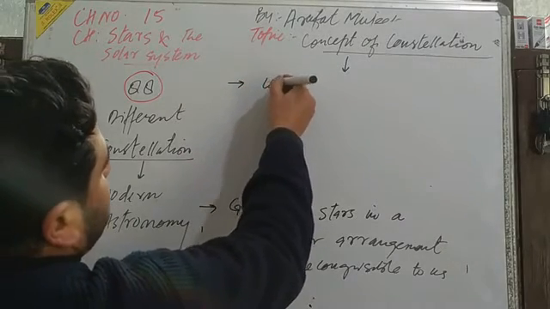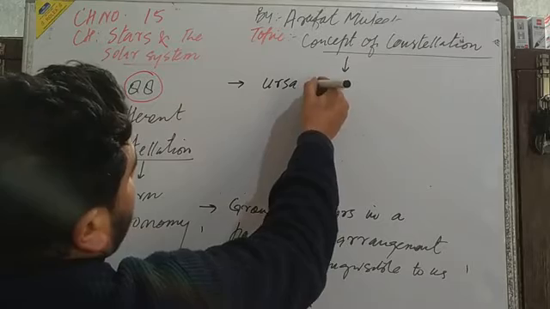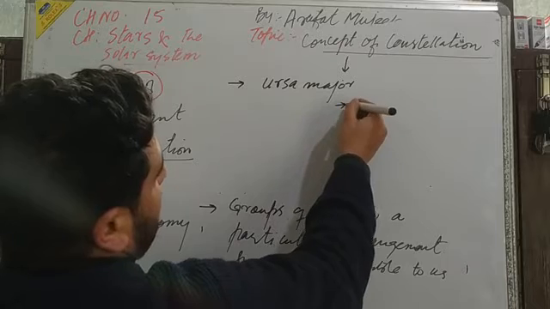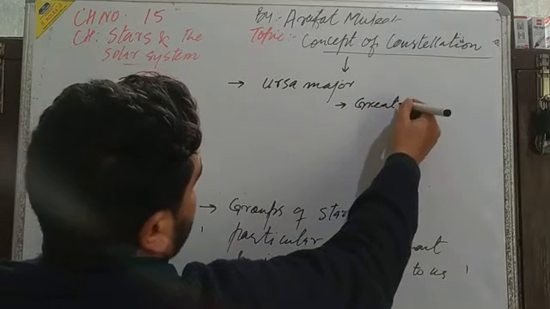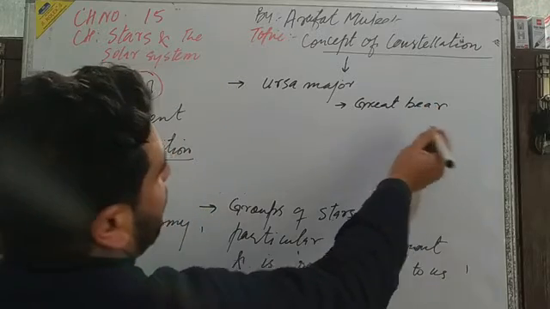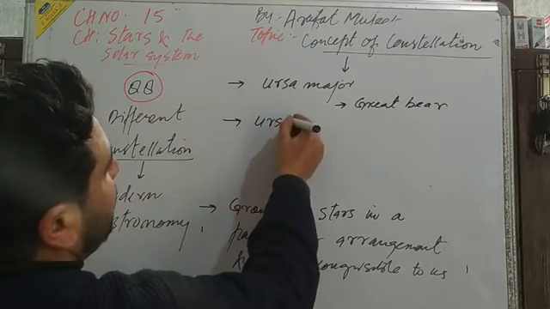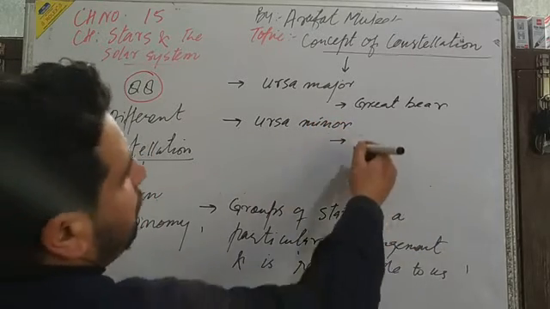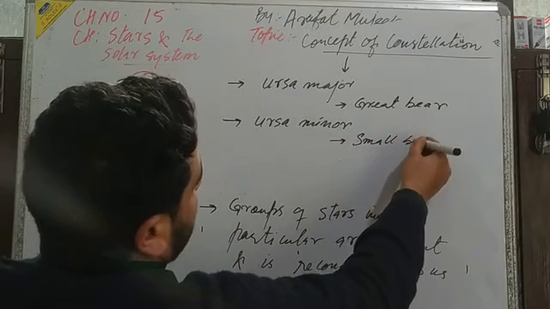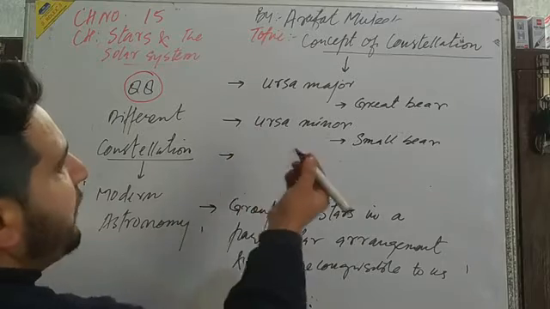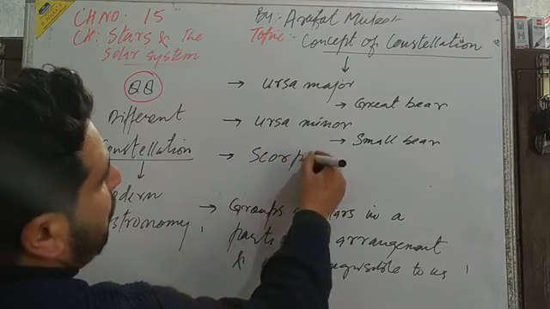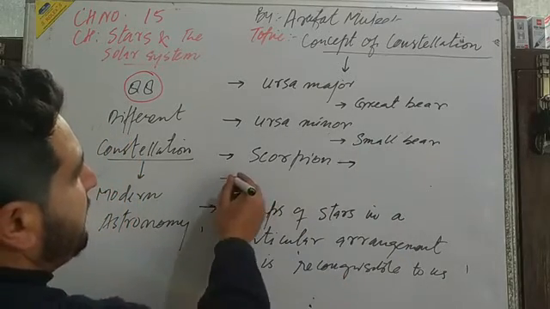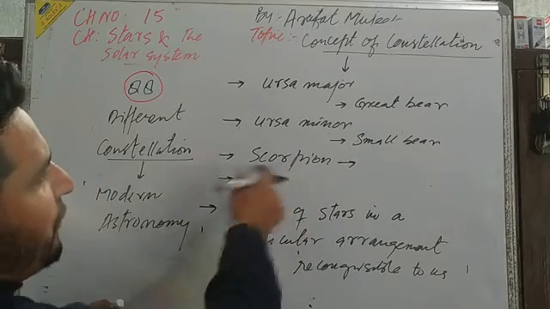Some constellations are Ursa Major. It is also known as the Great Bear से recognize होता है. And another is Ursa Minor. It looks like the small bear. We have one of the constellations known as the Scorpion. It is an insect that is similar to a scorpion.